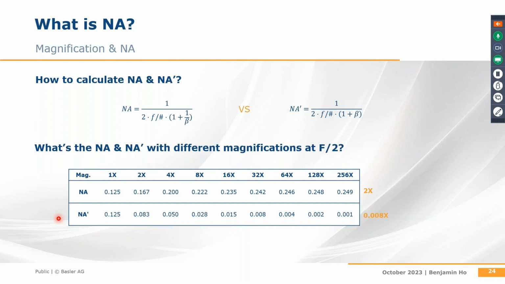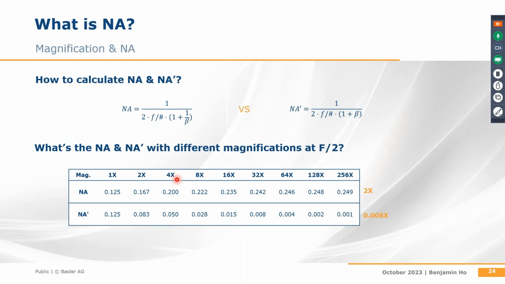According to the calculation table, NA and NA prime are 0.125 for 1 times. And the resolution of the lens is directly proportional to NA. So if you want to see an object that is 4 times smaller, you need 4 times larger NA. But if you look at the NA at 4 times magnification, it is only 0.2.